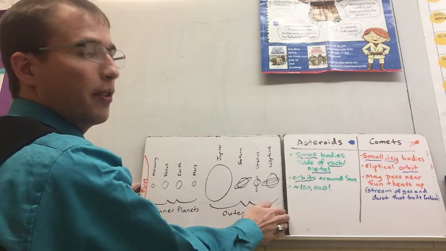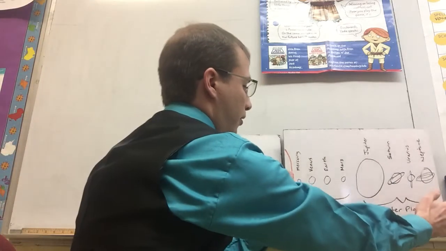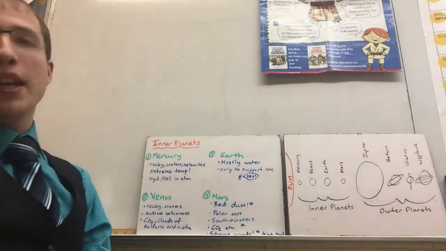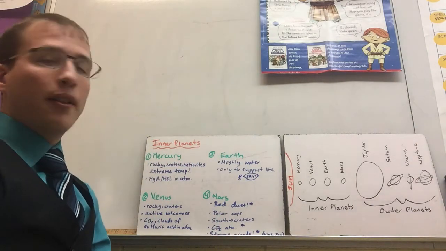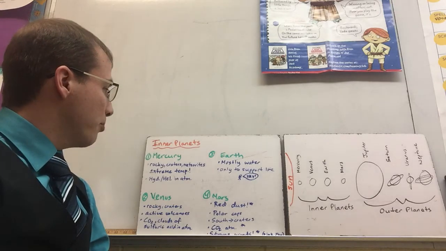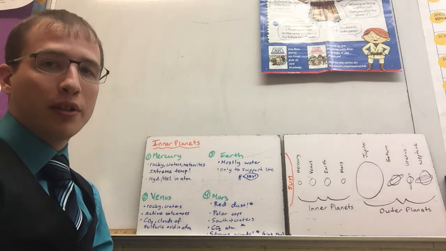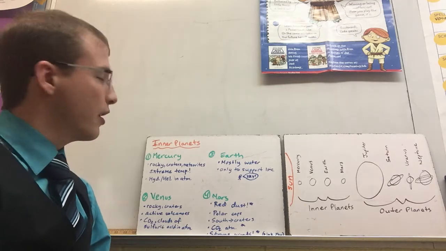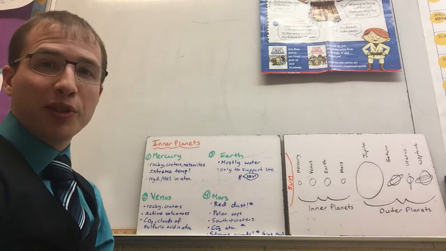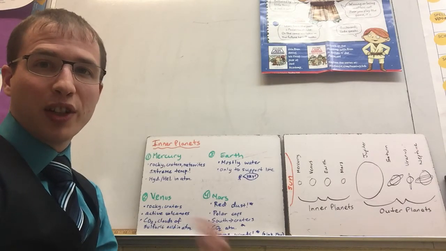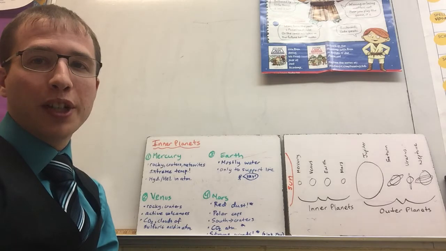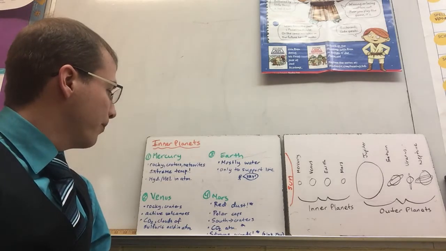Now, let's look at some of the facts about these planets, okay? So we look at our inner planets, and we have Mercury. Mercury is rocky. It has craters that are formed from meteorites pelting against the surface of Mercury. It has extreme temperatures. Think about this. It's very close to the sun. And it has hydrogen and helium in its atmosphere.